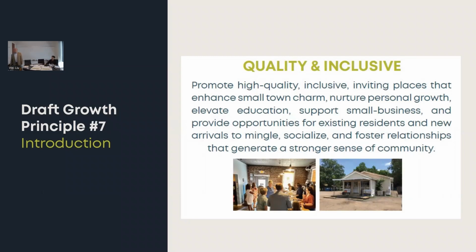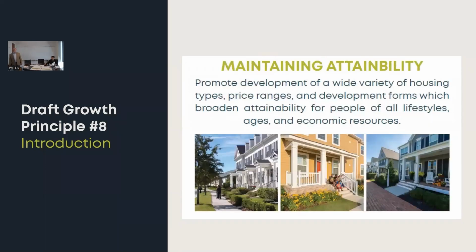Then number 7 is quality and inclusive: promote high quality, inclusive, inviting places that enhance small town charm, nurture personal growth, elevate education, which you have right now that's very strong, support small business, and provide opportunities for existing residents and new arrivals to mingle, socialize, and foster relationships that generate a stronger sense of community. Community was raised over and over, that you did not want to lose your identity, that instead of new arrivals changing you, you wanted to bring them in, welcome them to the community, and hold your existing character, your small town charm. Next slide.